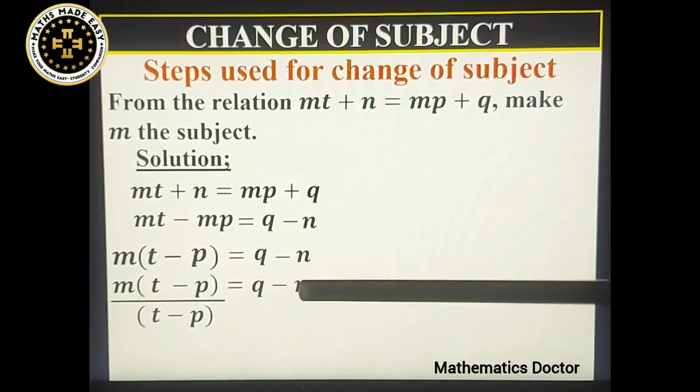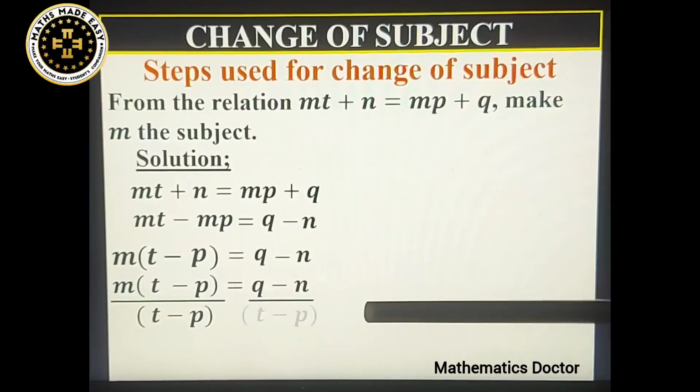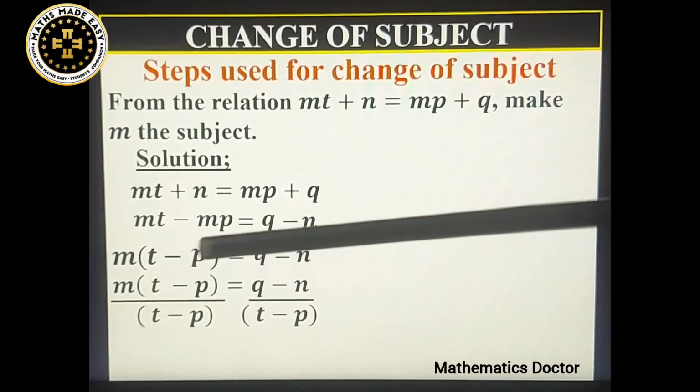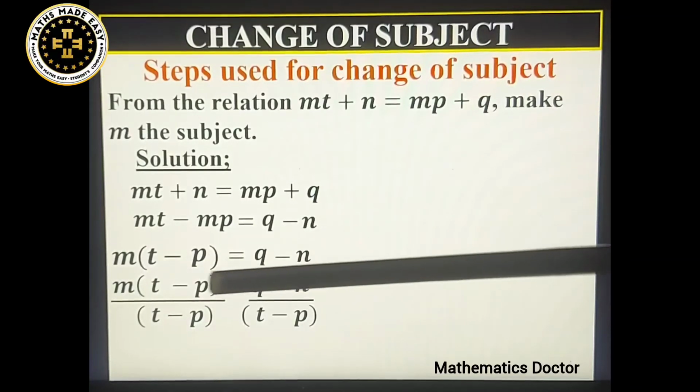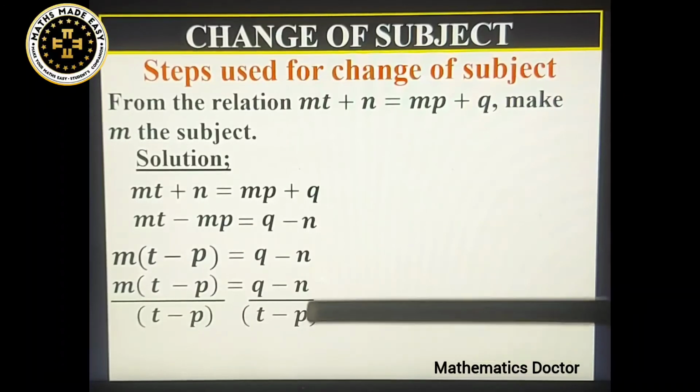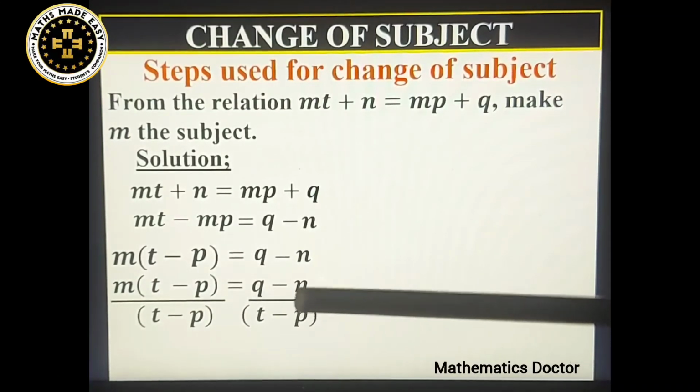So k minus n will be divided by t minus p. The reason is simple. Whatever you do at the left hand side, do the same thing at the right hand side. So once I've divided t minus p to cancel out at the left hand side, I'll divide t minus p at the right hand side. Even though I cannot cancel it out, it is still correct.